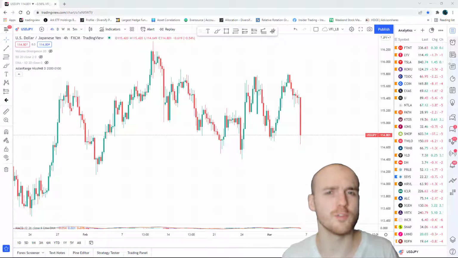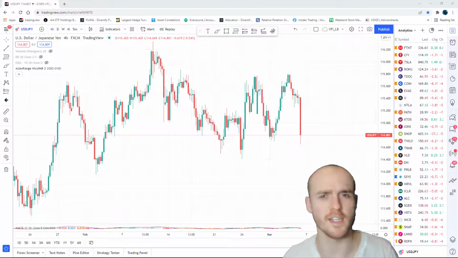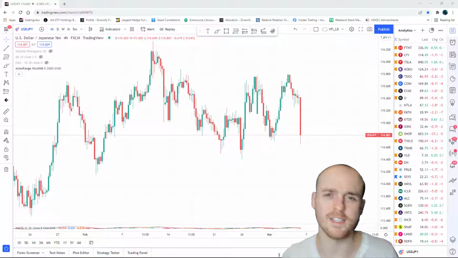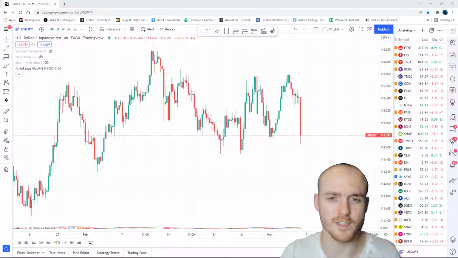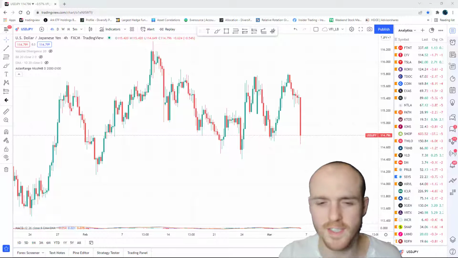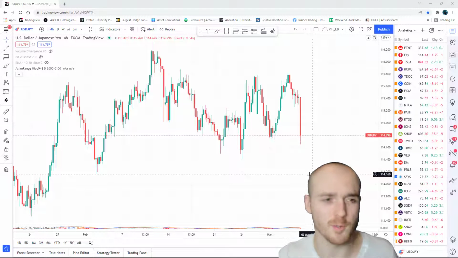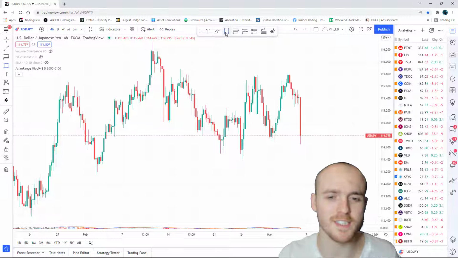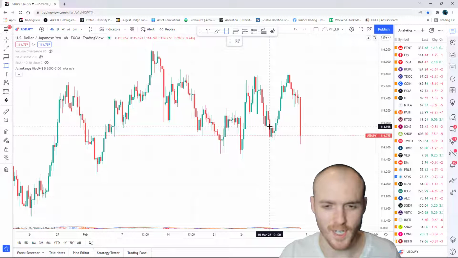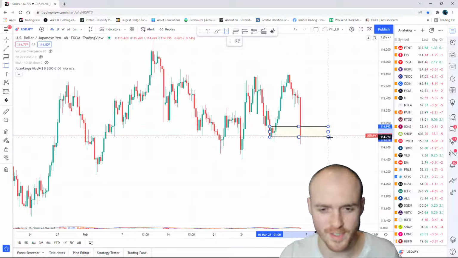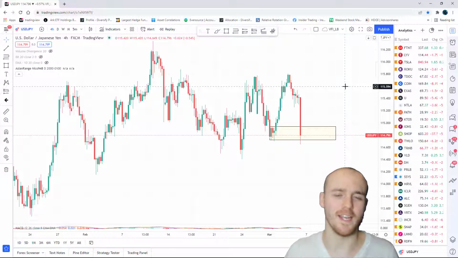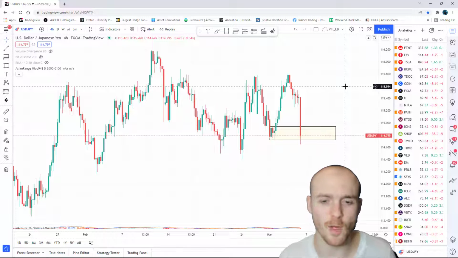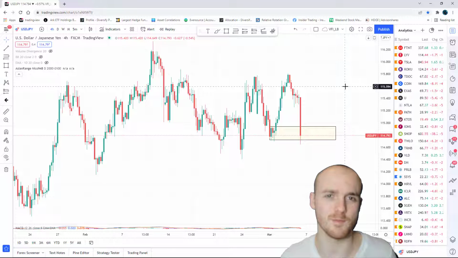So this is going to be true for virtually any kind of security: stocks, commodities, forex, you name it. But right here I have a 4-hour chart of the dollar-yen currency pair, and as you can see, the most recent order block was completely annihilated. I'm going to just draw a box around it. Price came to the order block and just sliced right through it, and today I'm going to explain exactly why that happened and why some order blocks work and some simply do not.